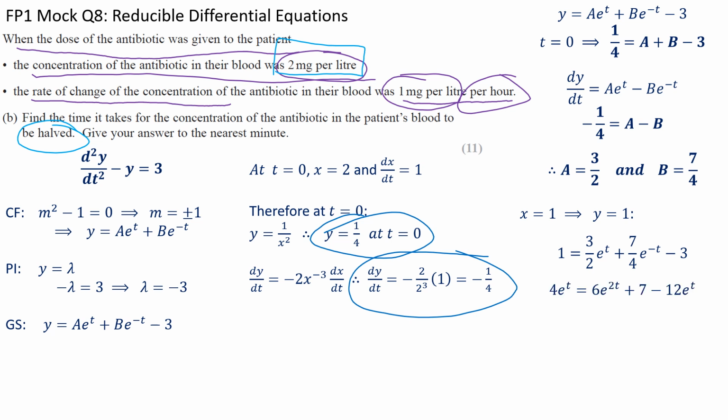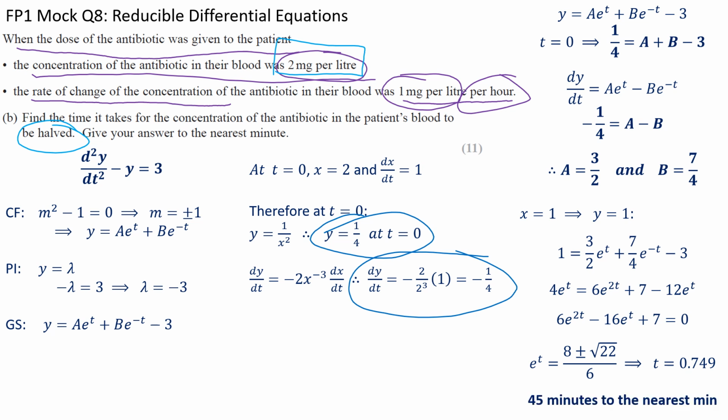To solve equations like this, remember, you're going to want to multiply both sides by e to the t, and then you can hopefully see it as a disguised quadratic. We've got 6 lots of e to the t squared minus 16 e to the t plus 7. So treat it as a quadratic in e to the t. You can even use the calculator to solve the quadratic, or the quadratic formula, or completing the square. And once you've got the values for e to the t, you can find the relevant values for t. In this case, we've got t equals 0.749, and therefore we have 45 minutes to wait for the antibiotic to go down to half of its value.